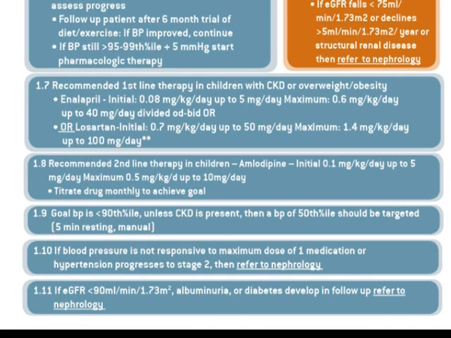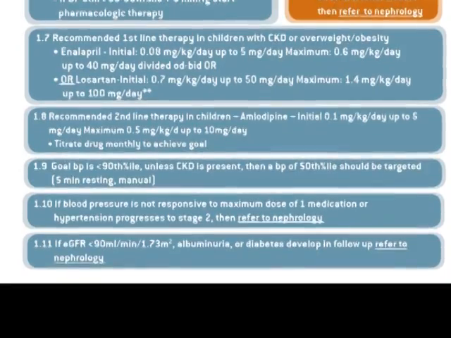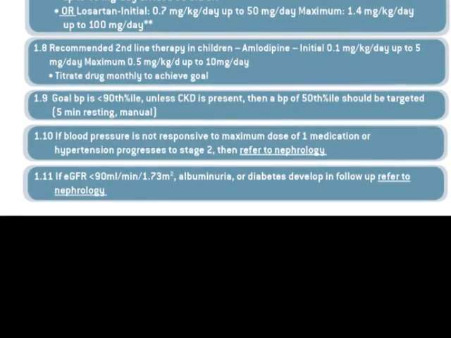The first-line therapy for children with either chronic kidney disease or obesity-associated hypertension is an ACE inhibitor or an angiotensin receptor blocker. I've listed the starting doses here in 1.7. If there's a contraindication to these medications, then second-line therapy would be amlodipine or another calcium channel blocker. And again, the starting doses are listed here in 1.8. We recommend targeting a blood pressure less than the 90th percentile unless the child has chronic kidney disease, in which case we recommend a more aggressive target of less than the 50th percentile.